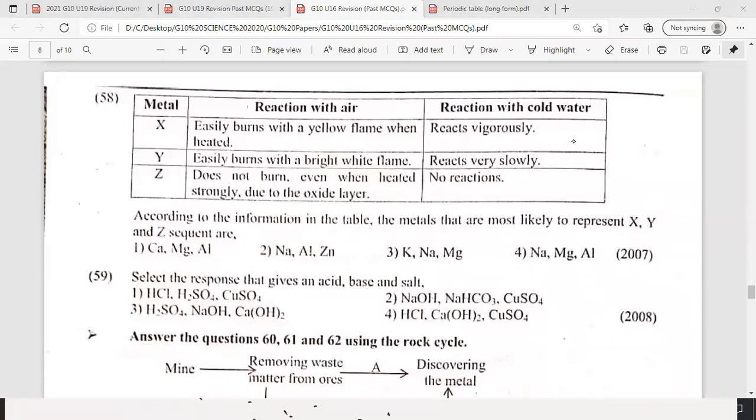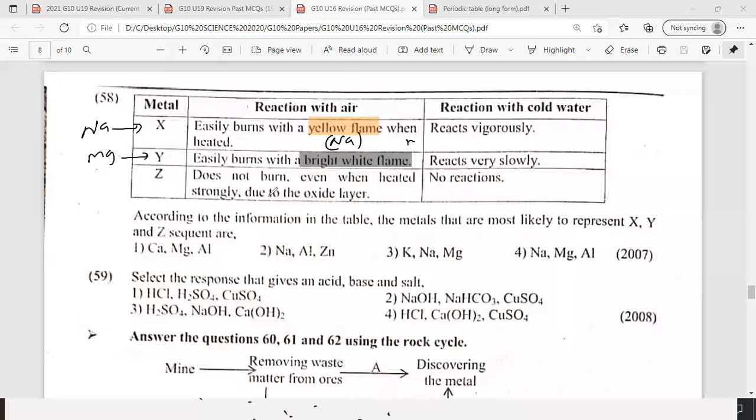58 burns with a yellow flame. Highlight the word yellow. Which metal burns with a yellow flame? Sodium. Burns with a bright white flame, magnesium, Mg. This is a very popular question again in recent past papers.